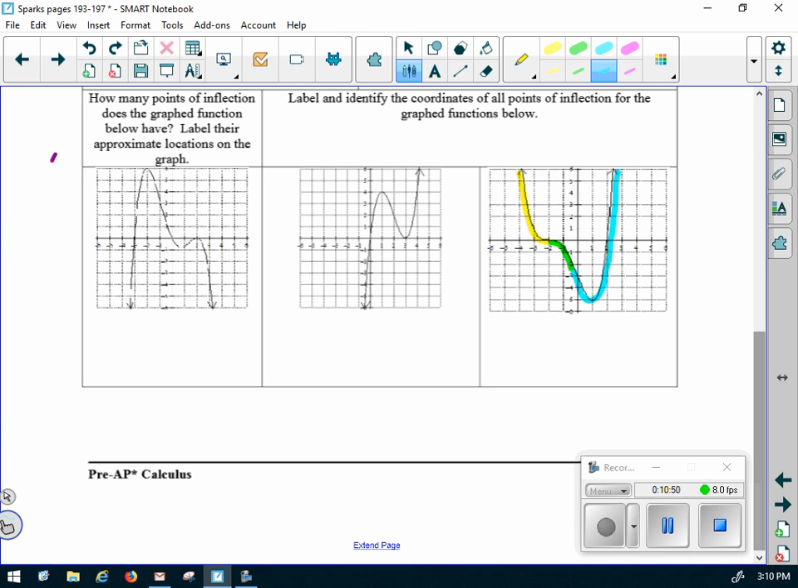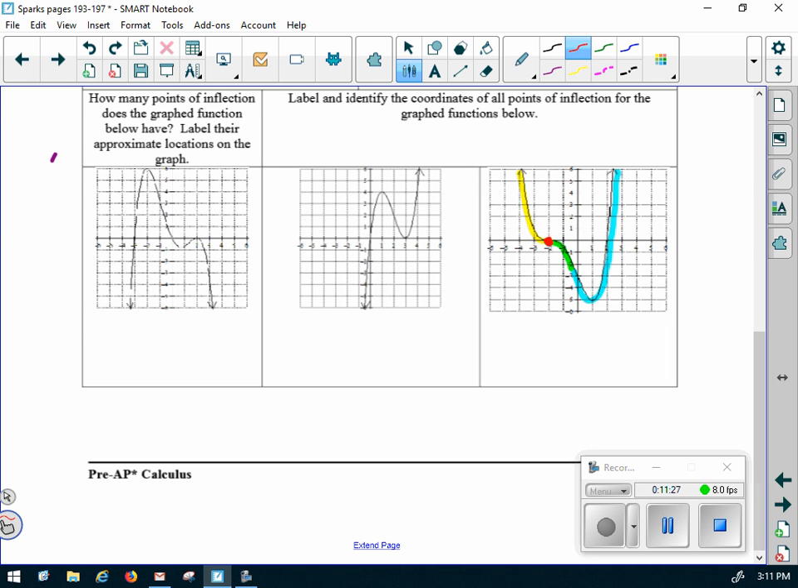How does what work? Right there. That is a 0 of multiplicity 3 because the graph changes concavity there. And remember, that's the definition of a point of inflection, where your graph changes concavity. Now, does that graph have any more points of inflection? Yes.